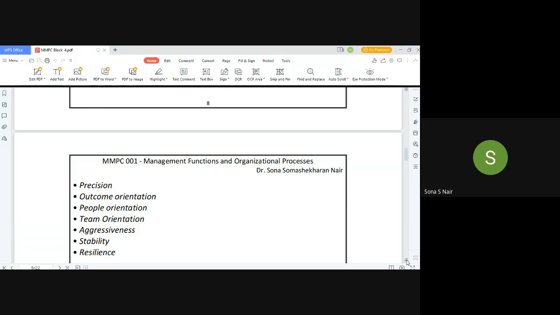So is the culture of the organization outcome-oriented? Does the organization insist on achieving results? Does it believe in keeping people happy? Does it believe in teamwork or individual work? Do they encourage individuals to conflict with each other, or do they want people to work together in teams and achieve results with each other? Is the organization aggressive, dominant, very volatile, or is it stable?